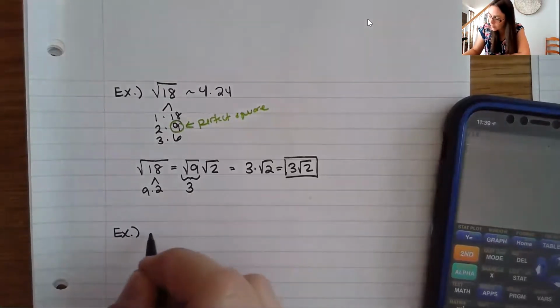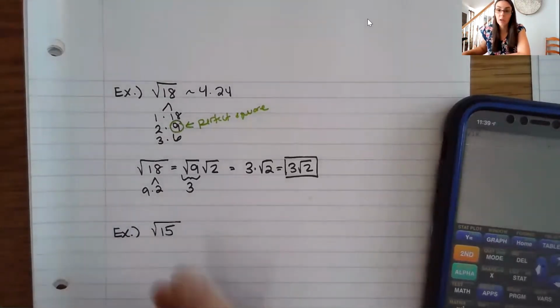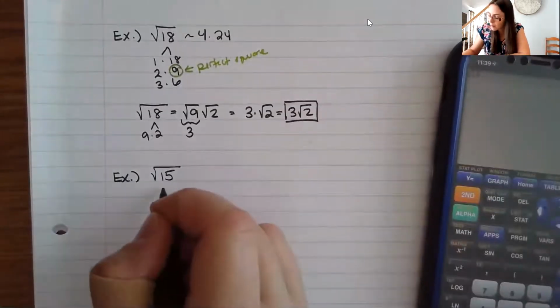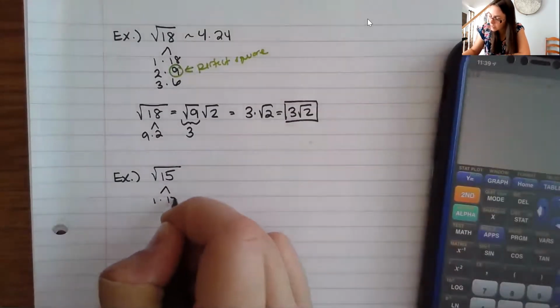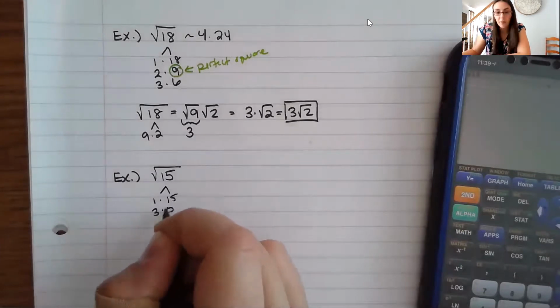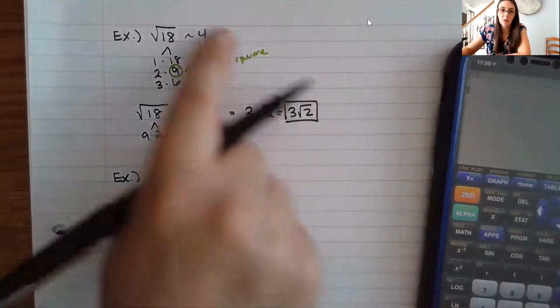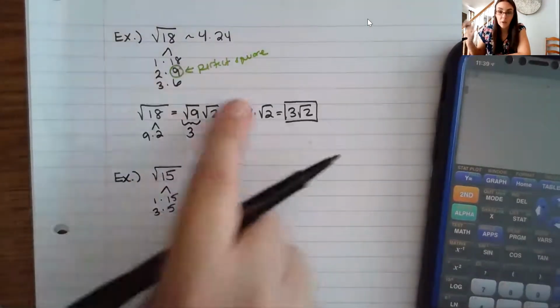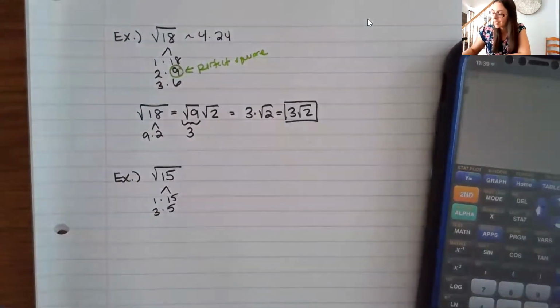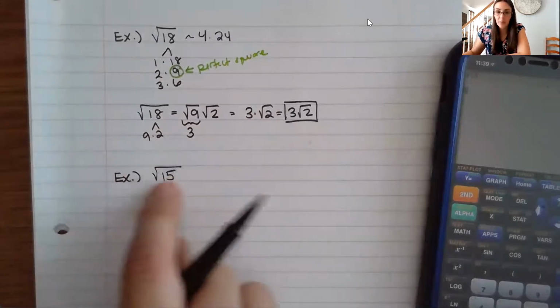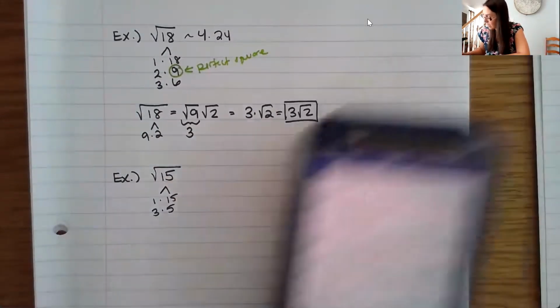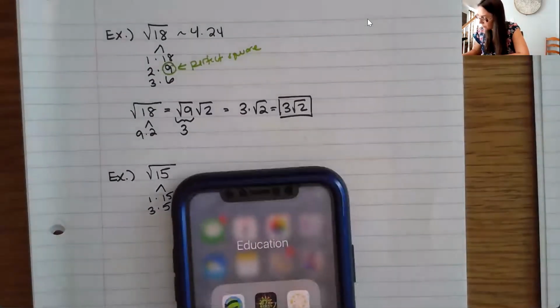So let's say I have the square root of 15. That's not a perfect square. If I think about my factors, I have 1 times 15, and I have 3 times 5. There are no perfect squares here, so I cannot do this. It's only if you have perfect squares that you can go ahead and do this. So I can't actually write this any better, but I can, of course, get a decimal approximation if I want to.